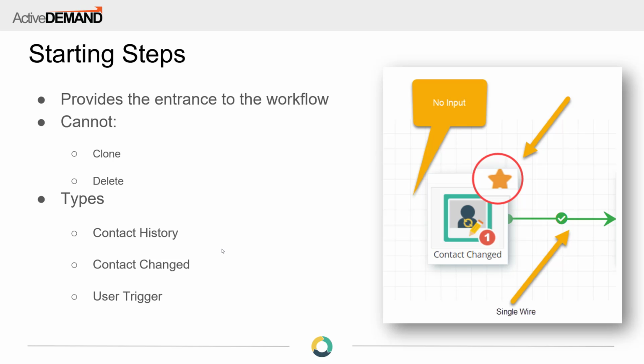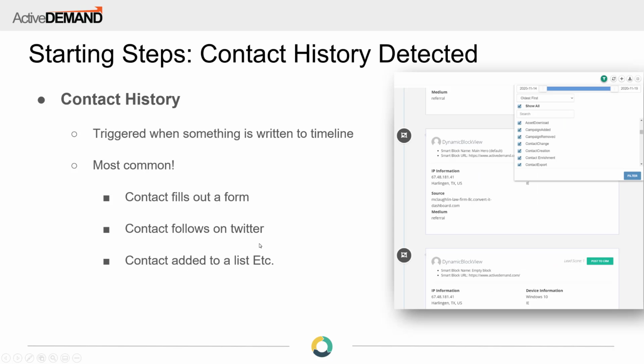There are different types of starting steps. Really, it's the trigger condition that brings the prospect or contact into the workflow. So one type of starting step is a contact history change detected. Another one is the actual contact changed. And the 3rd type is a user trigger starting step. And I'll go through each of these individually.